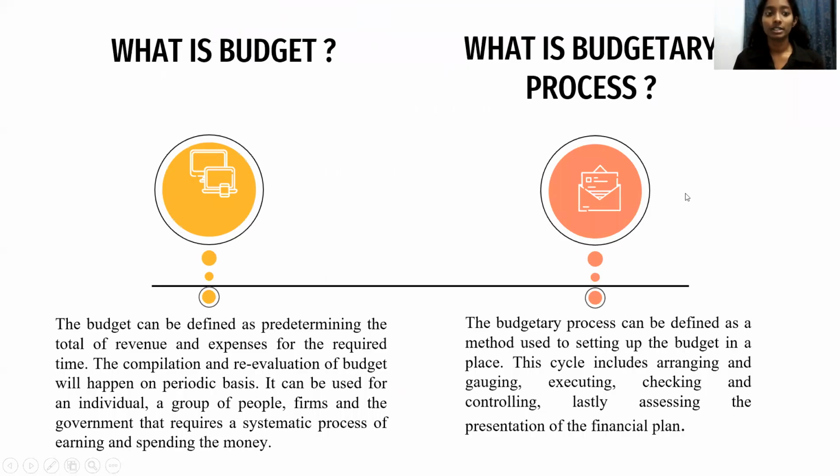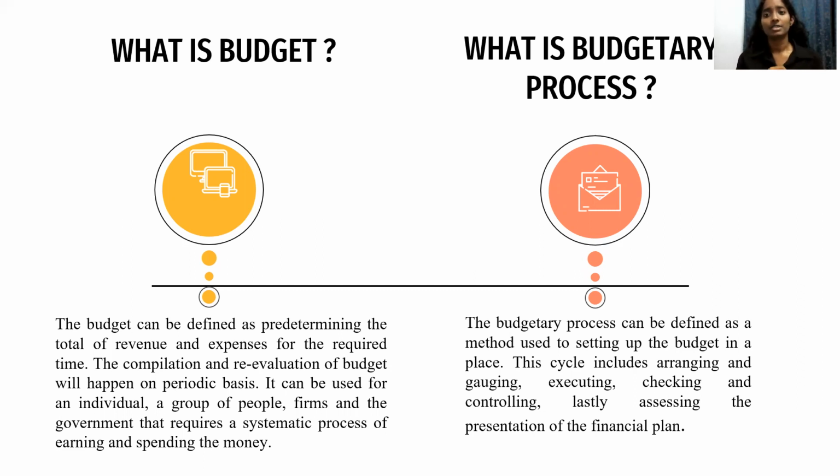So first we'll be looking into what is budget. Budget can be said as a way to determine the total revenue and expenses for the required time. The compilation and re-evaluation of budget will happen on a periodic basis. It is used by an individual or a group of people and even the government to have a very systematic process of how they earn and spend their money.